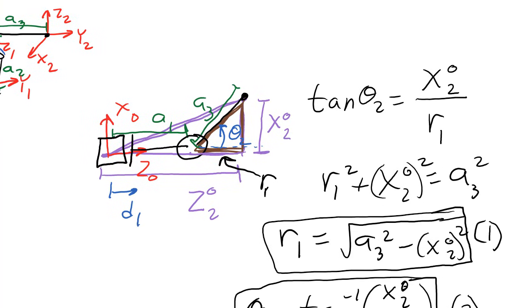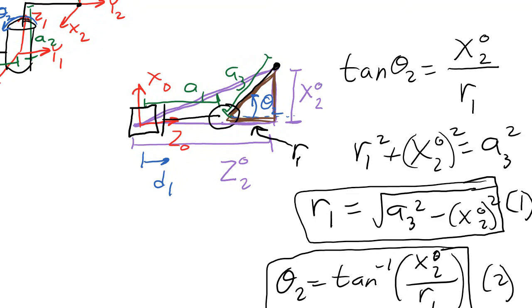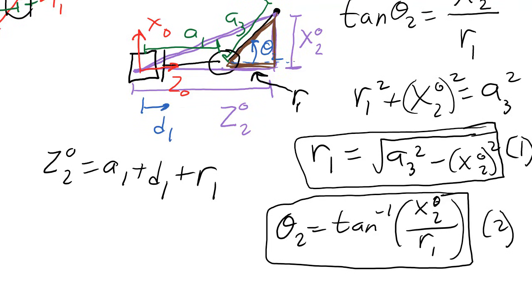All right, I still need an equation for D1. To get D1, let's try writing an equation like this. Z02, that is the entire distance of the bottom of the purple triangle, is equal to A1 plus D1, that's the distance from the first joint to the second joint, plus R1. Now I'll solve this equation for D1.